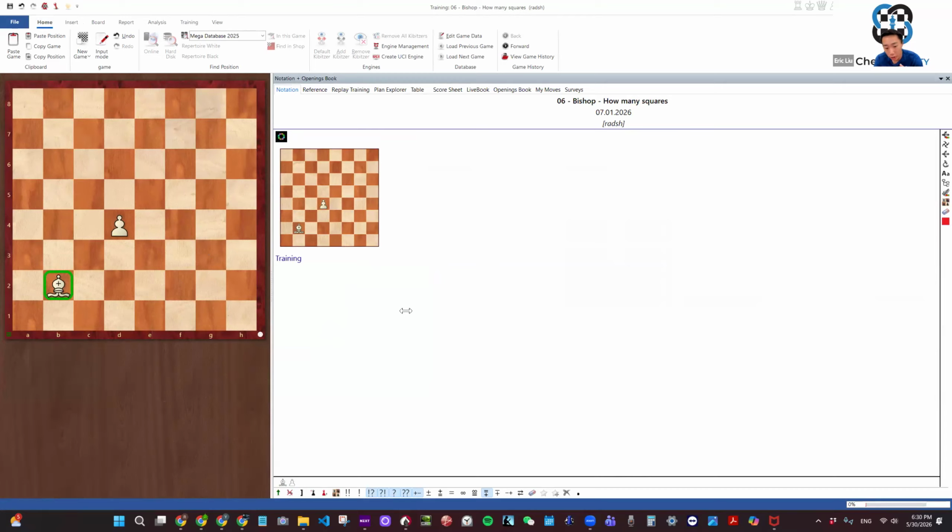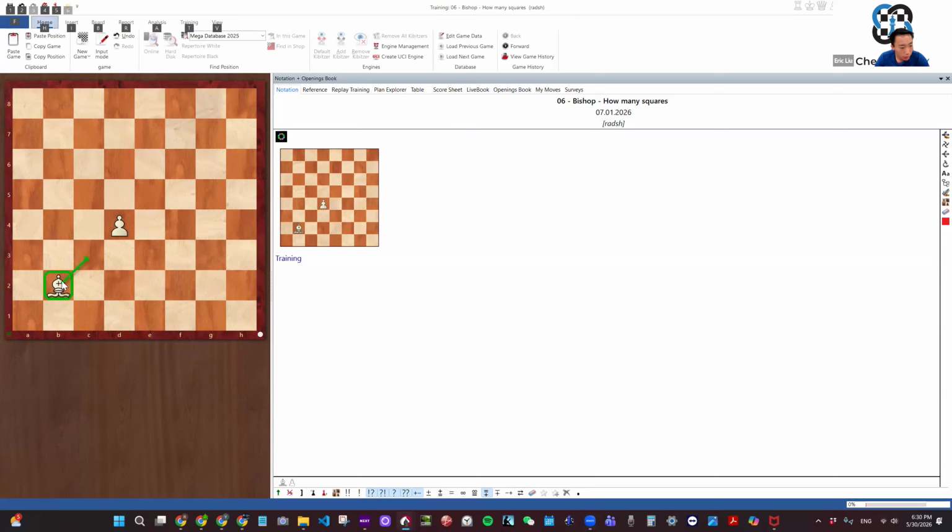The bishop can move diagonally. It moves like a cross, like an X. The answer is 4. The bishop can move to 4 different squares.